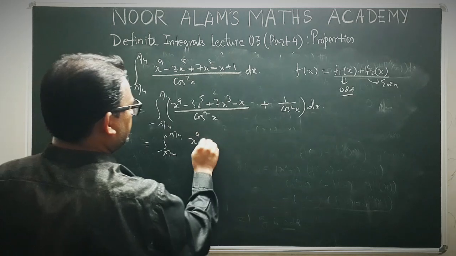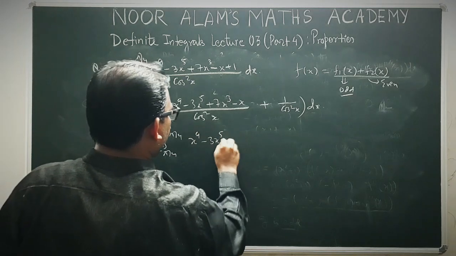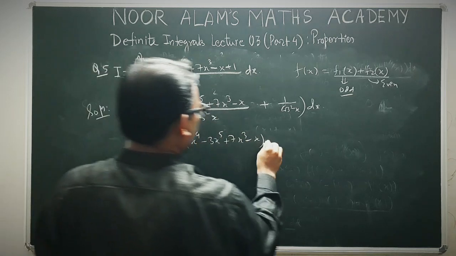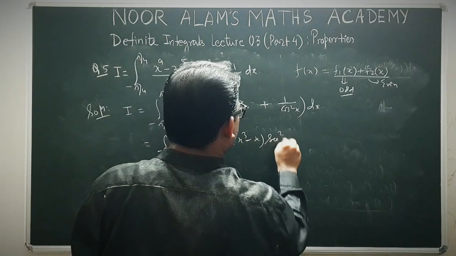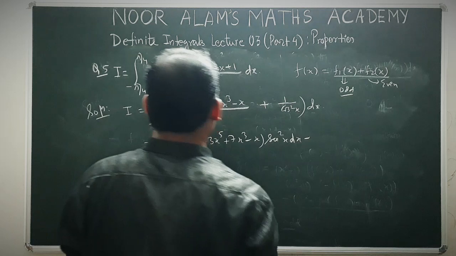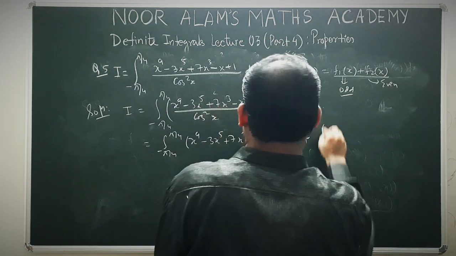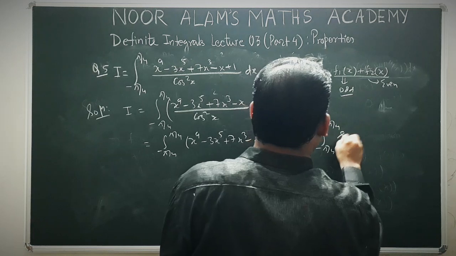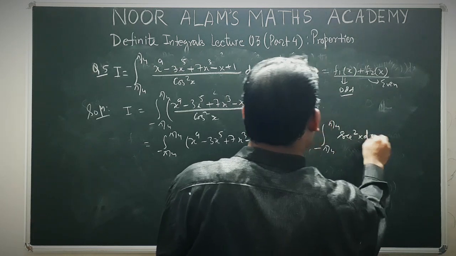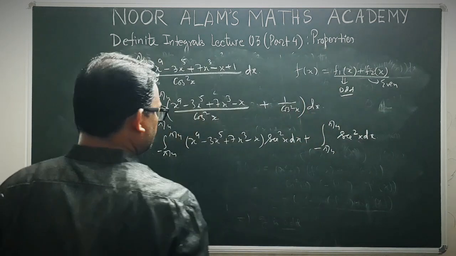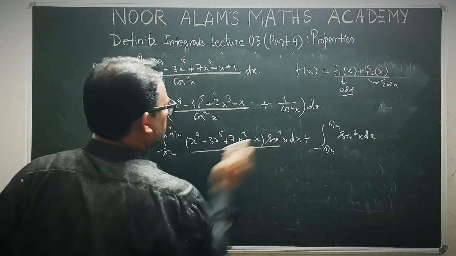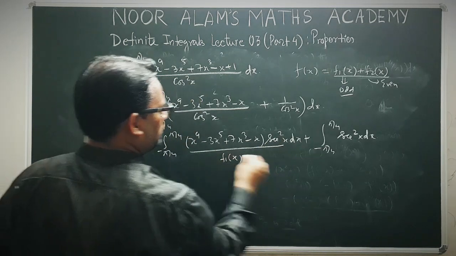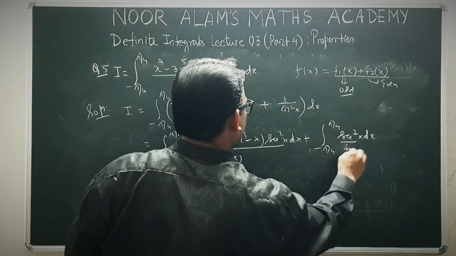So what we get is the integral from minus pi by 4 to pi by 4 of x power 9, 3x power 5, 7x cube minus x, and over cos square it will give you sec square x dx, plus the integral from minus pi by 4 to pi by 4 of 1 by cos square, that is sec square x dx. Now consider the first total function as f1 of x and the second function as f2 of x.